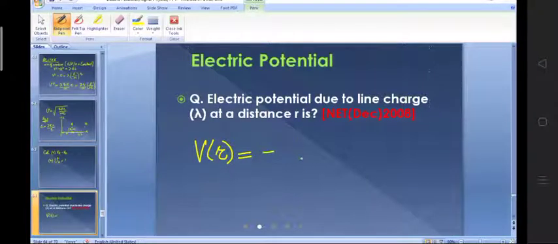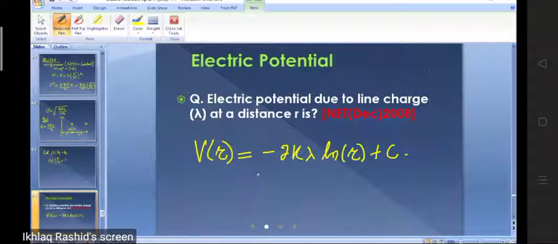So it will be something like this: minus 2kλ, which is a constant that will stay as it is, times ln R, plus a constant of integration C. That's it. This is the answer to the problem. Okay, so we are done with the problem, and this has been asked as such in December 2008.